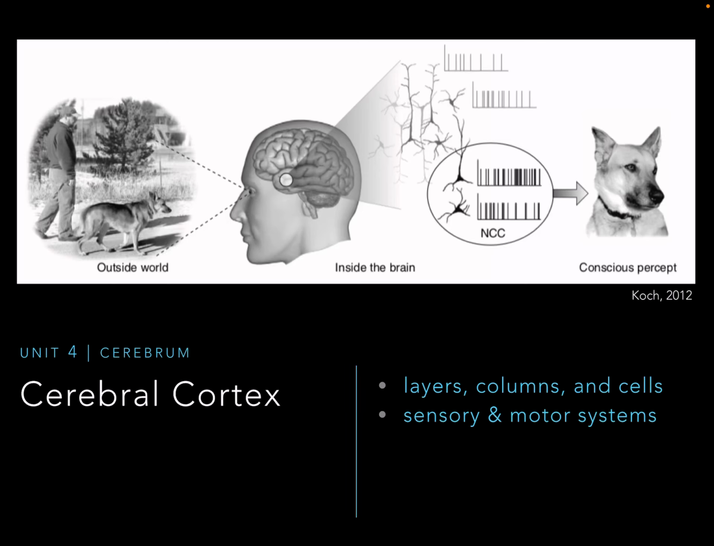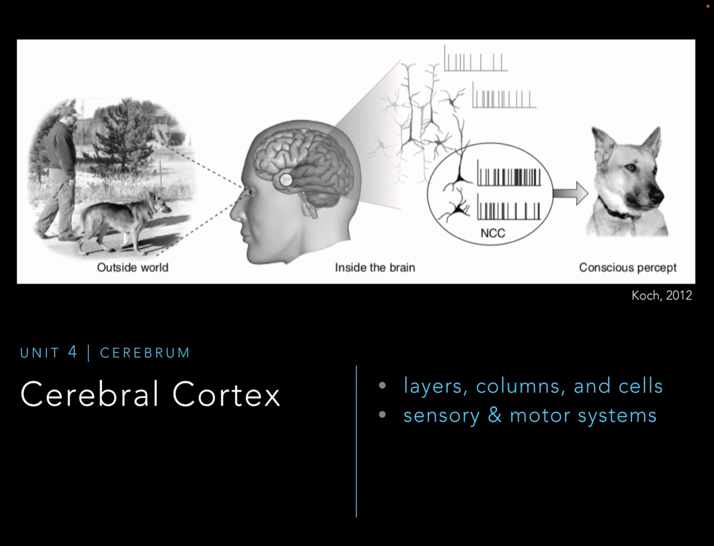In this video, we're going to cover the cerebral cortex and its organization. Its organization in terms of the layers and the basic functional units being the cortical columns, and what kind of cells we'll find in the cortex. And then also the organization of our sensory and motor systems.